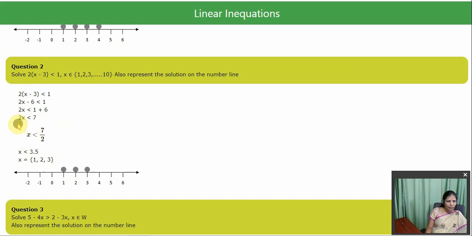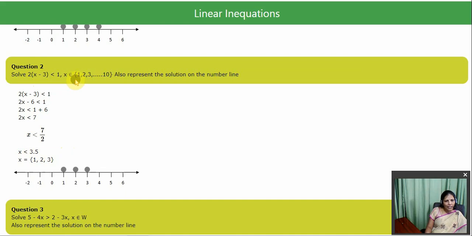x is less than, when this 2 comes aside it becomes division. So 7 divided by 2. So when you divide you get 3.5. x is less than 3.5. So all the values which are less than 3.5 will be the solution for this inequality.